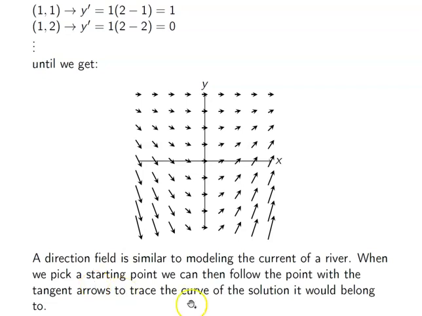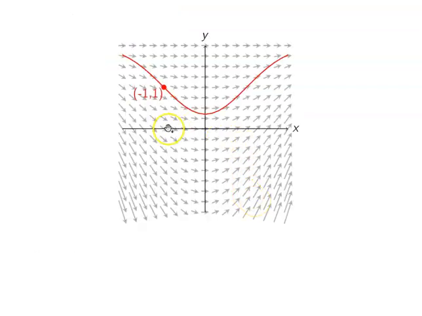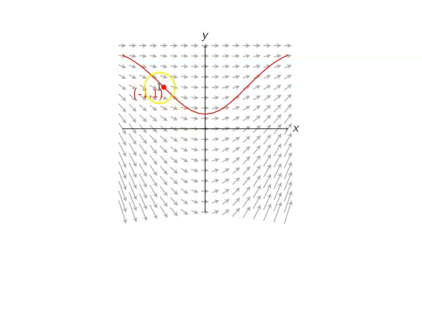So when we start picking a point, we can follow that point through its tangent arrows because they keep telling us which direction to go, and we can trace the curve of the solution that it would belong to. So let's do an example of that. Let's say I'm choosing the point (-1, 1). This could be the boundary condition on my differential equation. If I drop a ball here, the solution that satisfies this looks like this, right? It looks sort of parabolic in nature. Apologies, I said negative 1 and I went down 1. I meant to go up 1. Regardless, it's the same thing.